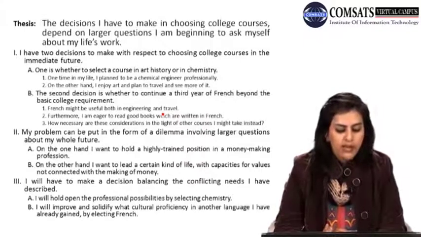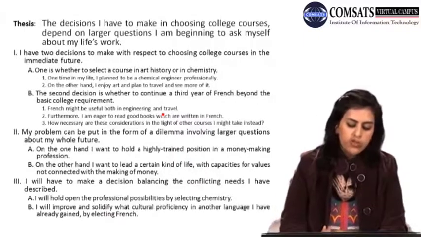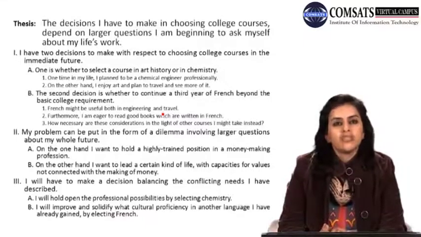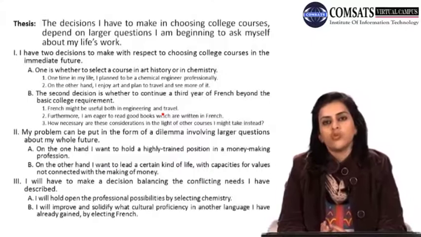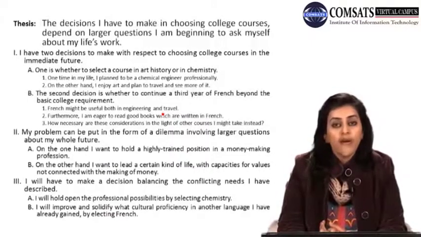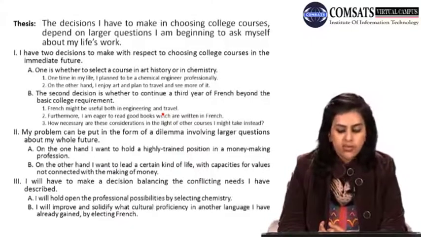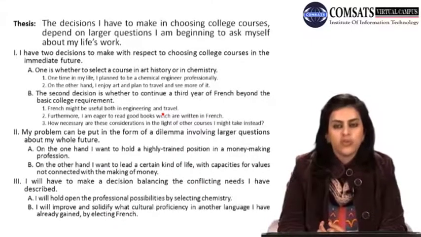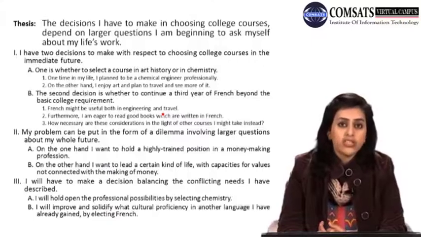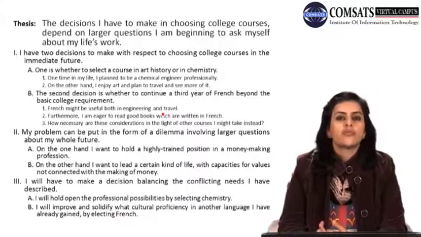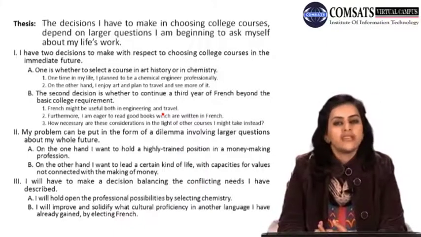Option B, the second decision that he is supposed to make, is whether to continue a 3rd year of French beyond the basic college requirement. So there are 2 decisions that he is supposed to make. Either he is going to opt for art history or chemistry, or the second decision he wants to make is to continue a 3rd year of French beyond the basic college requirement.